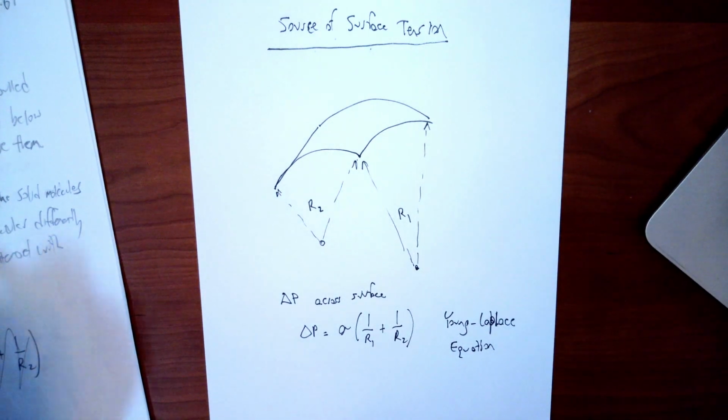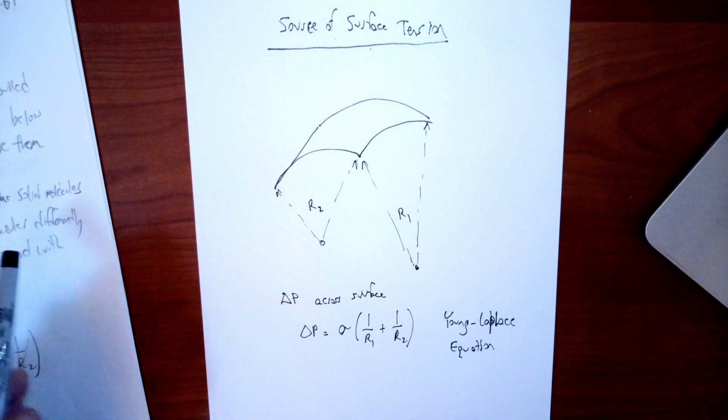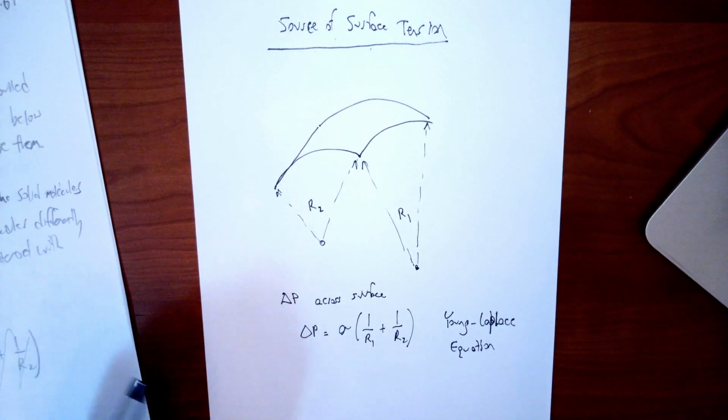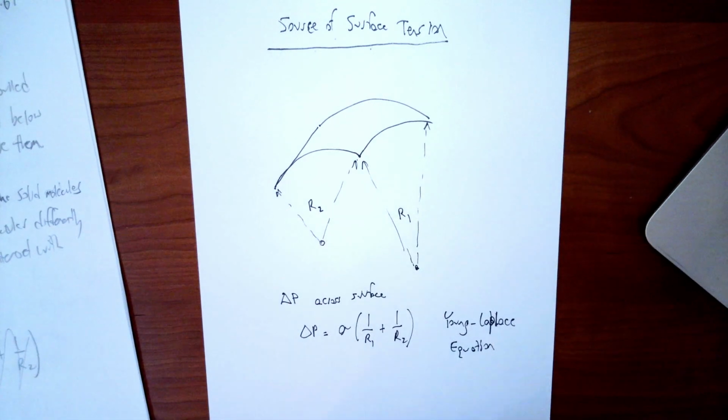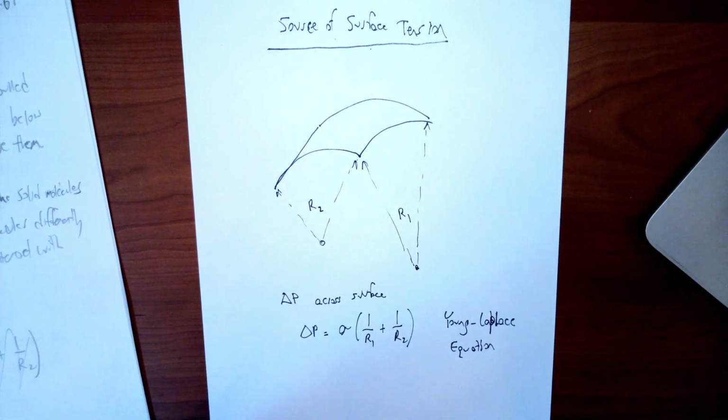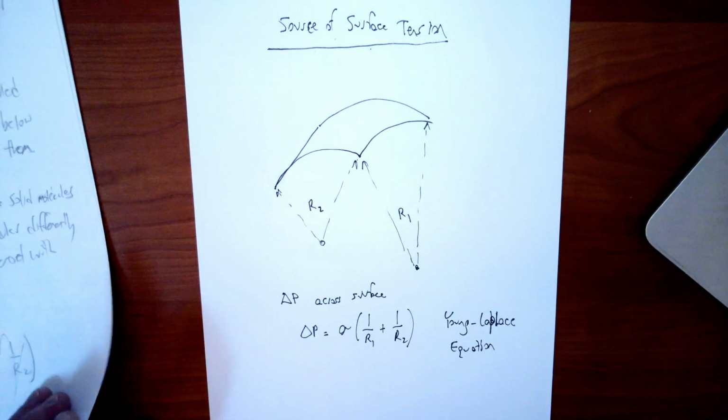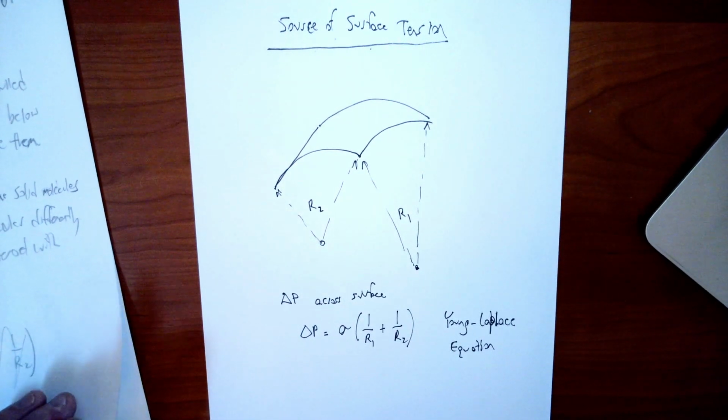So capillary flow occurs because solid molecules interact with the liquid molecules differently than the liquid molecules interact with each other, and that can cause an attraction, essentially, between the liquid and the solid molecules. It's stronger than the attraction between the liquid molecules and each other, or vice versa.